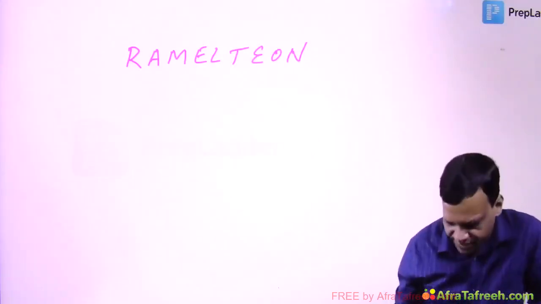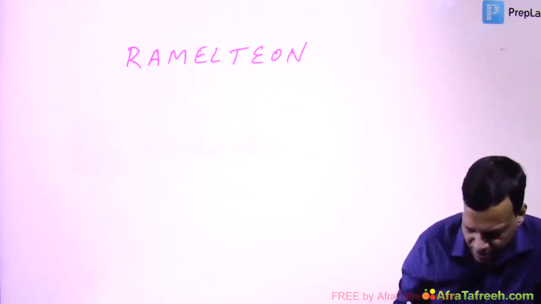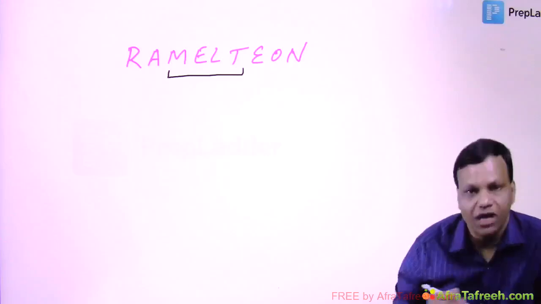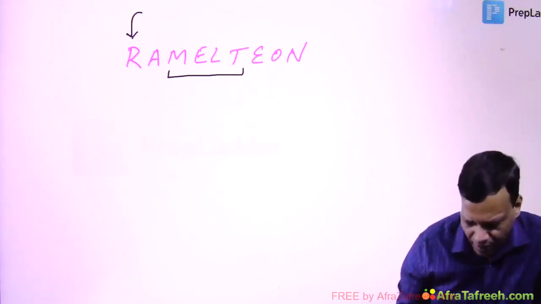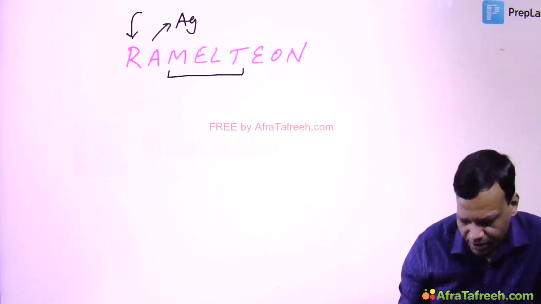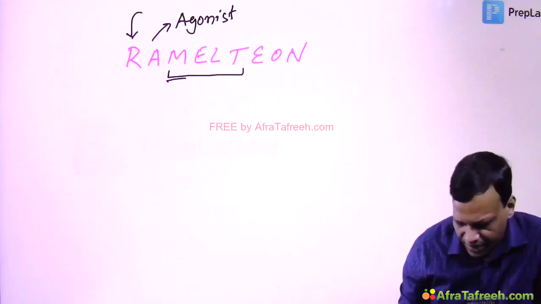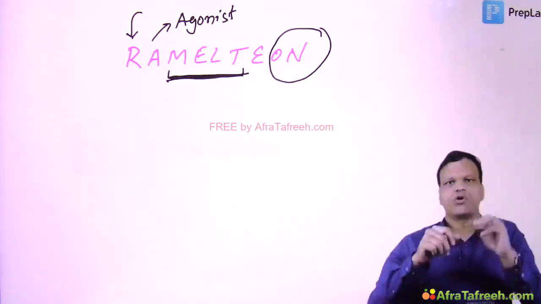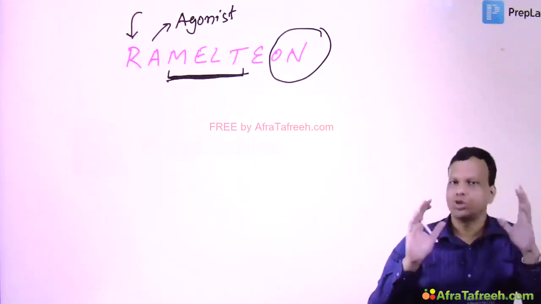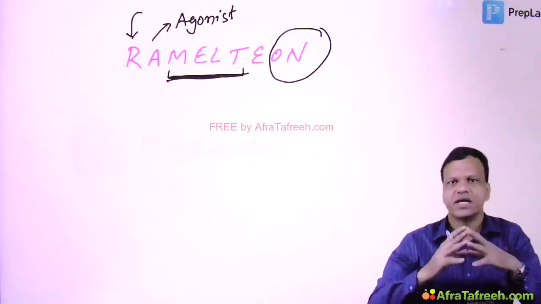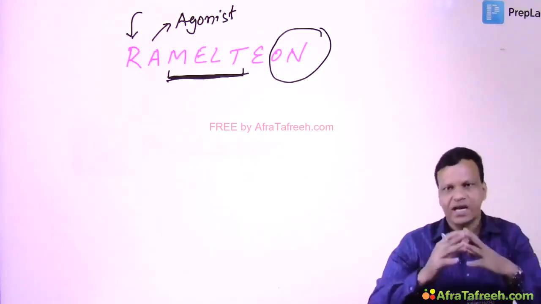From the name itself you can remember, Ramelteon says it is melatonin. Melt means melatonin receptor agonist. Melatonin receptor agonist is Ramelteon, or you can safely remember MELT is melatonin is on. So it will make melatonin on. Melatonin will start working. So it is indicated in shift workers and jet lag phenomena.